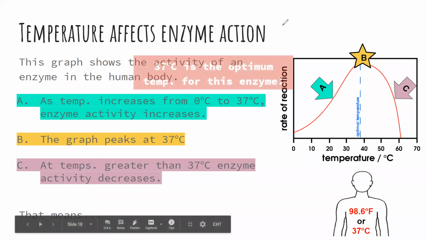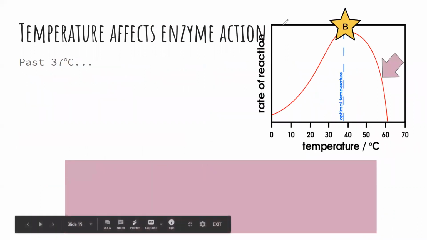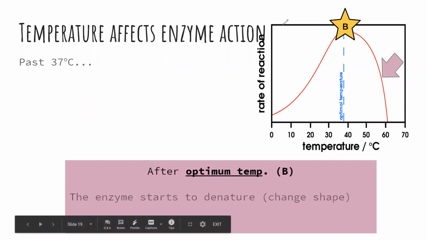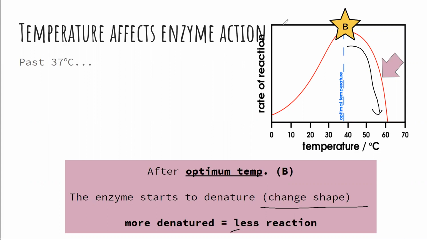Okay, so that means that 37 is the optimum temperature. That peak, that highest point, is the optimum temperature or optimum condition for that enzyme. Past 37 degrees, past that optimum, the enzyme starts to denature and change shape. This is why the enzyme is no longer working. This is why the graph of enzyme activity is dropping, because the enzyme has now changed shape. And if the enzyme changes shape, there are less reactions, because shapes must match. And if the shapes don't fit anymore, there are no reactions happening.